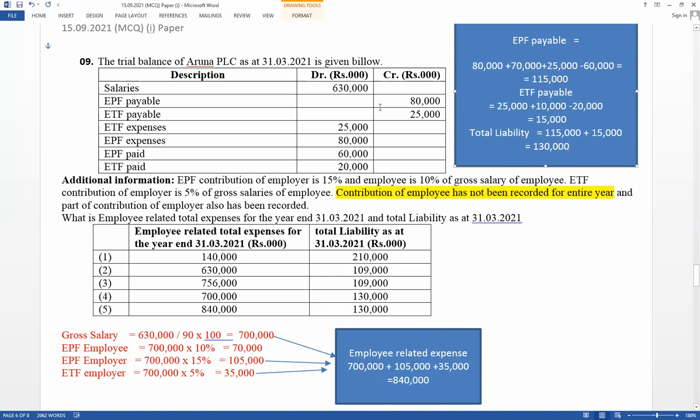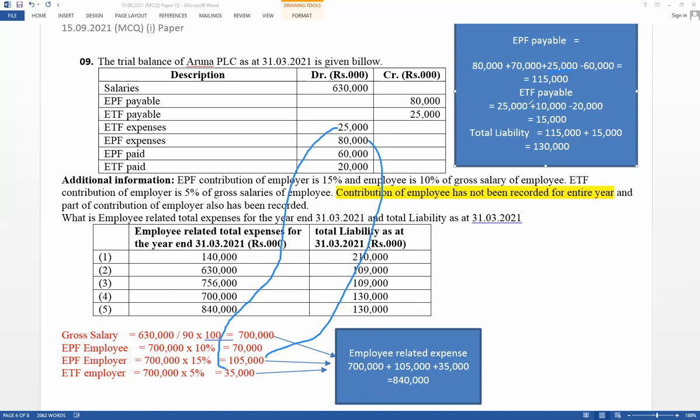For EPF payable, the contribution of employee as well as the balance part of the contribution of employer, you have to compare with these two values. EPF expense account balance available is 80,000, that is the value recorded already. But as expense, you have to consider 105,000. The difference 25,000 is also part of EPF payable. Think about this part, the difference value 25,000 should be here. And ETF also: ETF expense account balance available is 25,000, but as expense we have to consider 35,000. The difference 10,000 should also be considered as ETF payable.